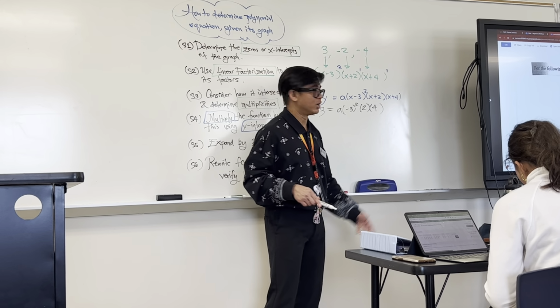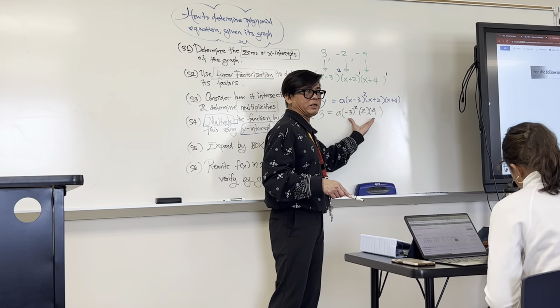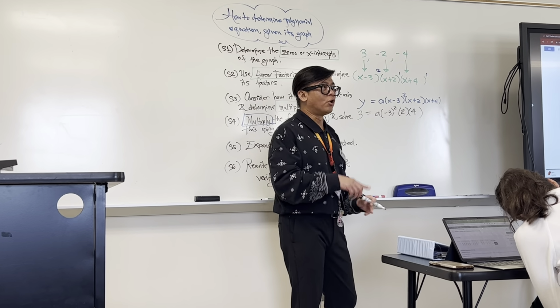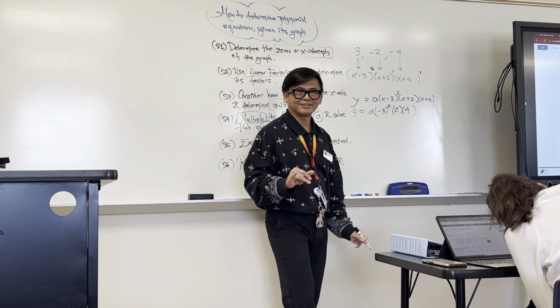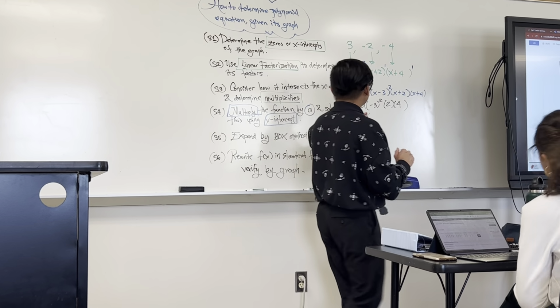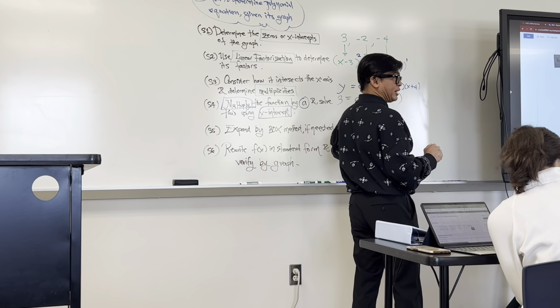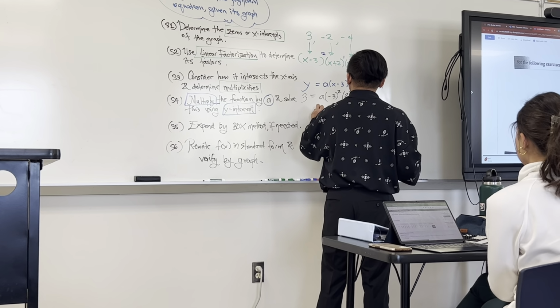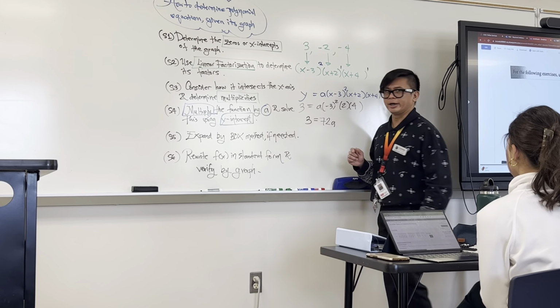Get it? Okay. Calculator, what's that gonna be? Negative 3, squared, times 2, times 4. What are you gonna get from that? 72, you got 72, guys. So this is 9 times 8. Very good, 72. 3 is equal to a times 72.